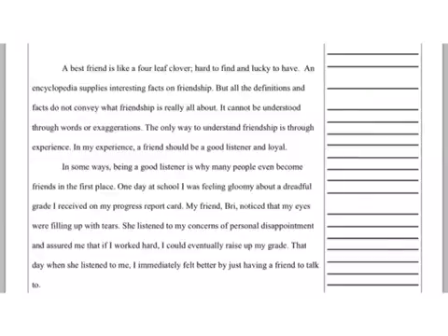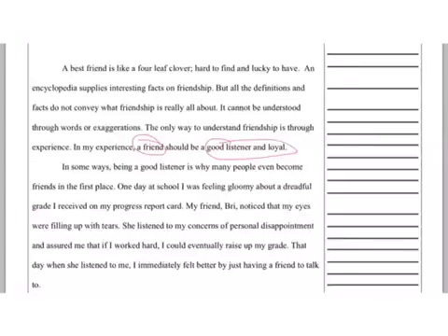A best friend is like a four-leaf clover, hard to find and lucky to have. An encyclopedia supplies interesting facts on friendship, but all the definitions and facts do not convey what friendship is really all about. It cannot be understood through words or exaggerations. The only way to understand friendship is through experience. In my experience, a friend should be a good listener and loyal. So hopefully you're getting what my main idea is right now. It's about friendship, being a good listener and loyal. In some ways, being a good listener is why many people become friends in the first place.